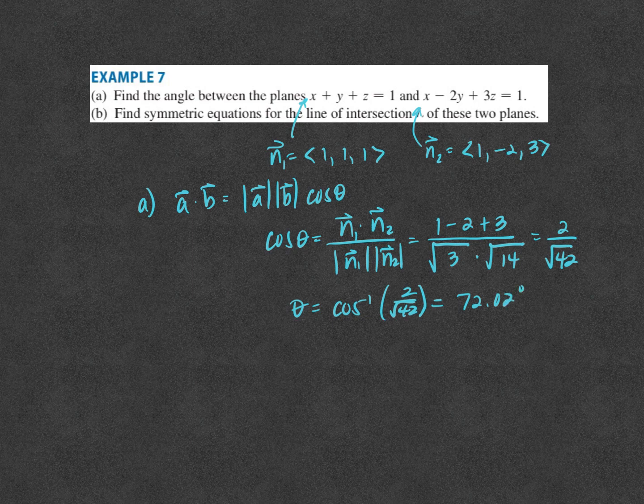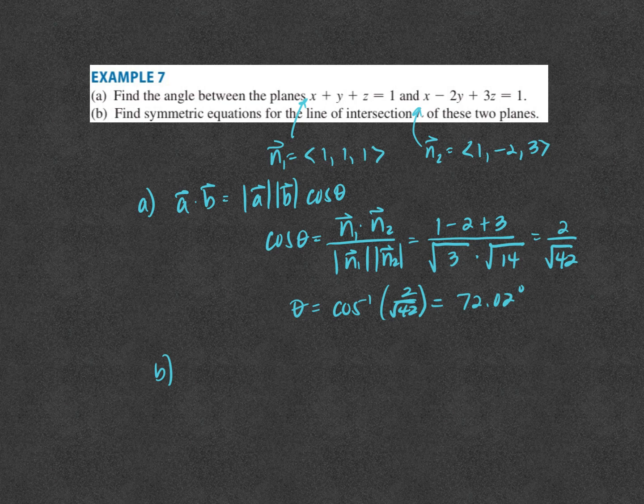So that's an easy one, finding the angle between them is not bad. It's the stuff that we learned before. And then part B, we're going to find the symmetric equations for the lines of intersection of these two planes. Now, in order to do that, first of all, we need to find the parametric equations for the plane.